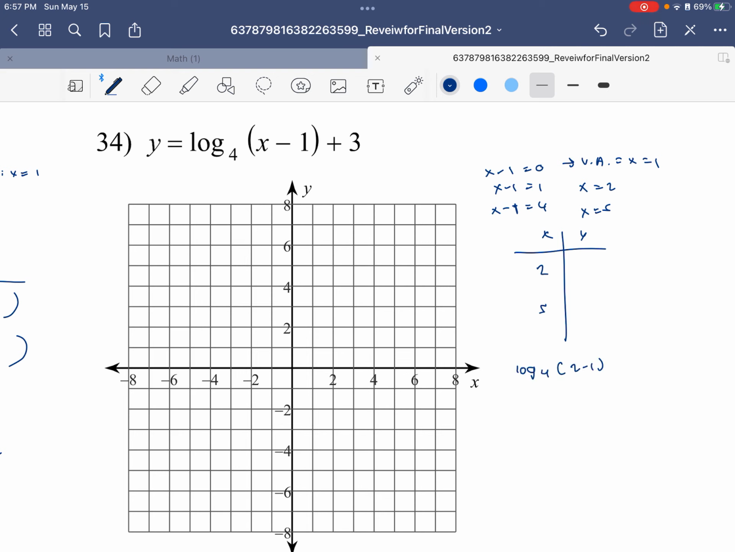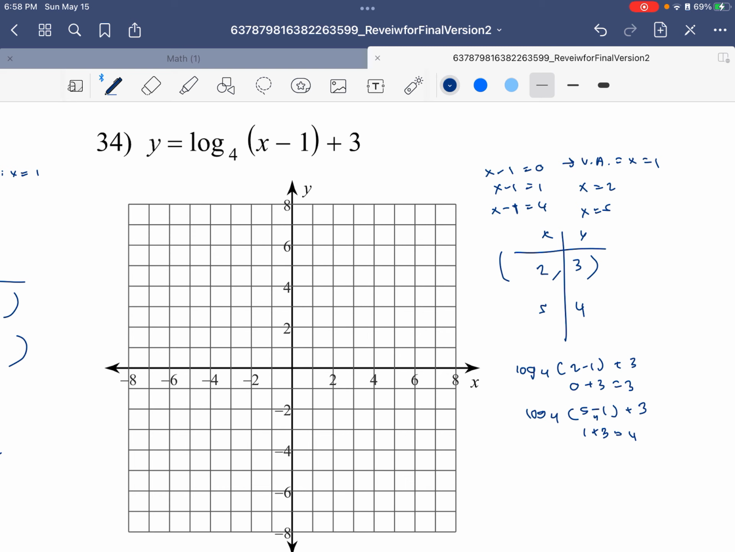So 2 minus 1 plus 3. When the inside is 1, it's just equal to 0. So we have 3 on the outside here. And then log base 4 of 5 minus 1, plus 3. When the inside is equal to the base 4, the log equals 1. So 1 plus 3 is equal to 4.